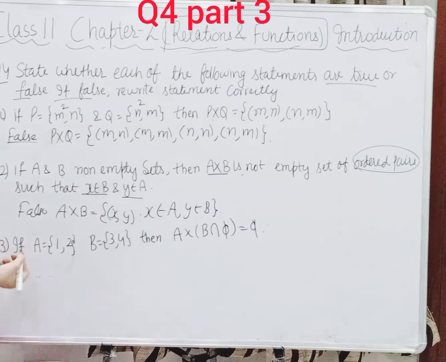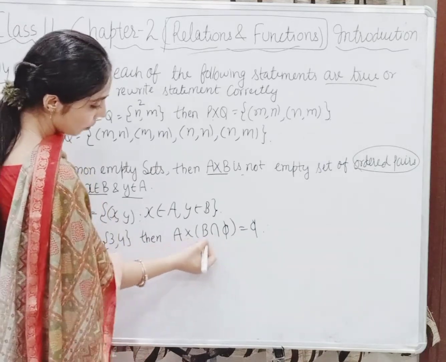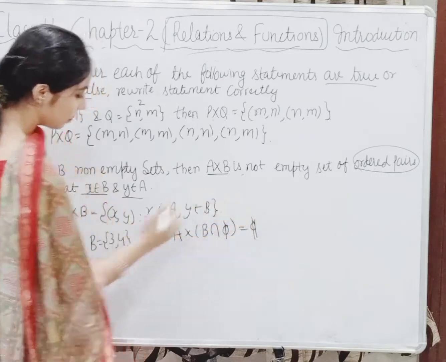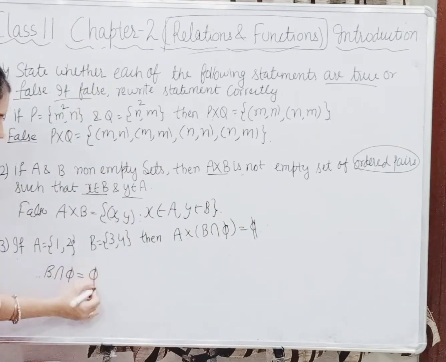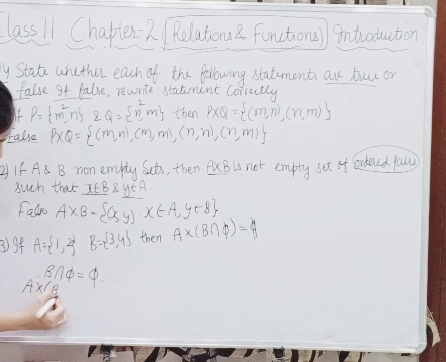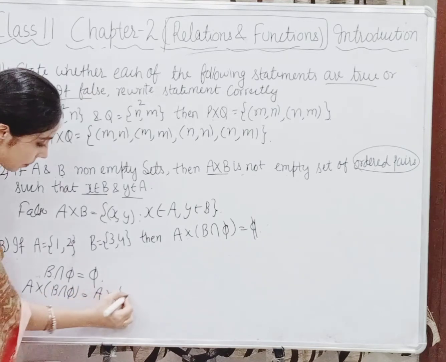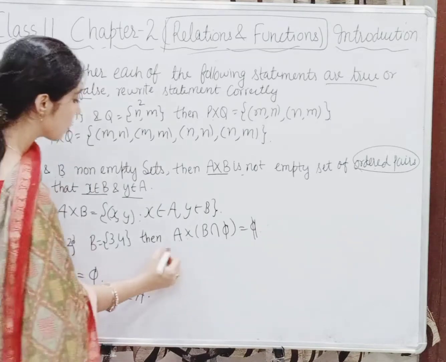Next is: if A is equal to {1, 2} and B is equal to {3, 4}, then the Cartesian product of A and B, intersection phi, is phi. We know that B intersection phi will be phi. So what about A cross (B intersection phi)? This will be equal to A cross phi, which is equal to phi. So this statement is a true statement.